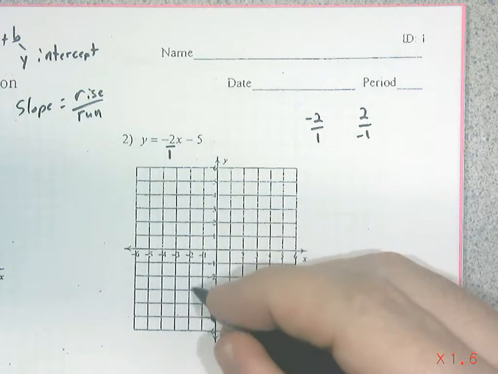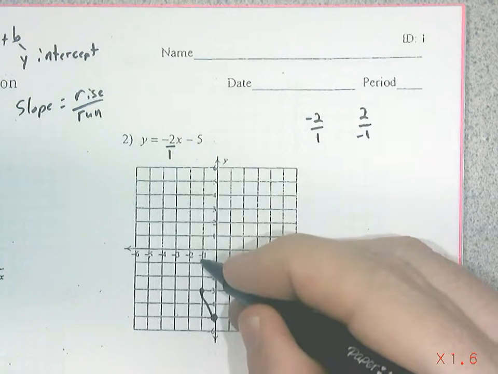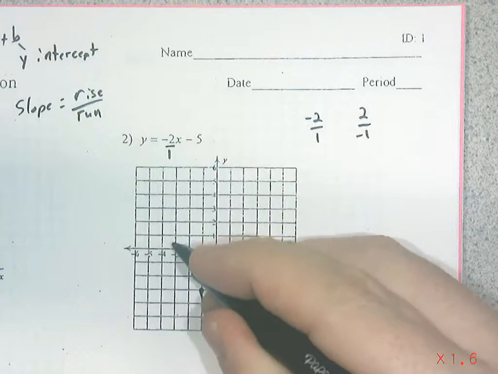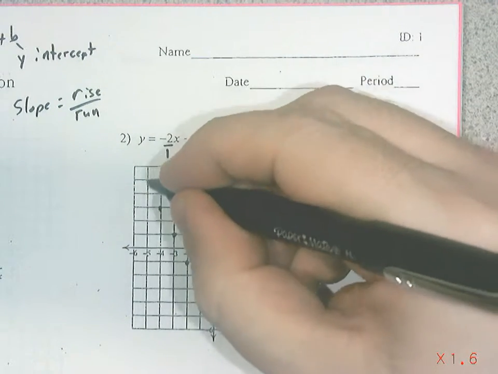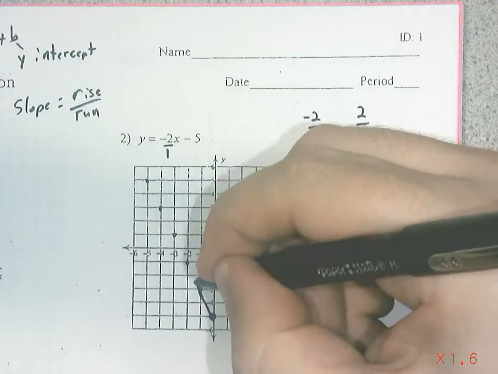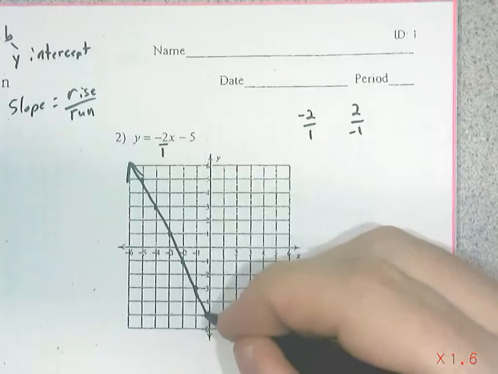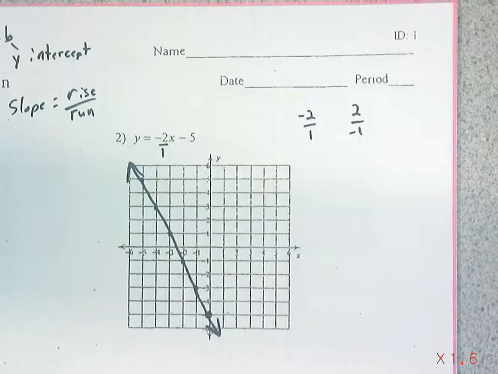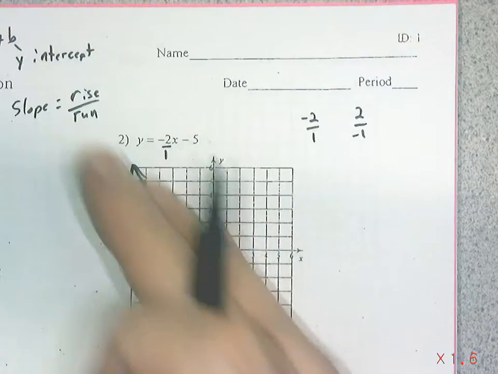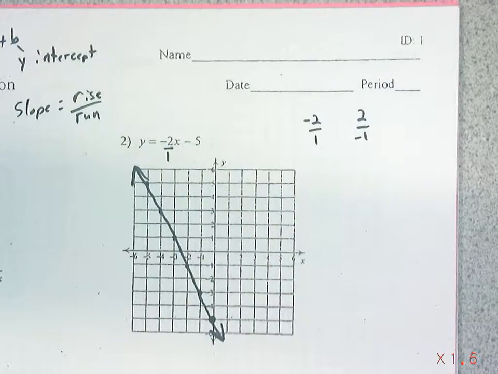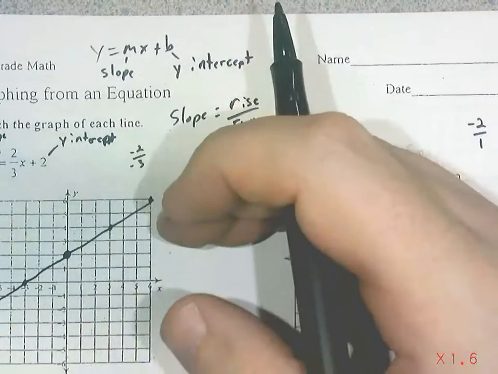Hey, look, that is going down from left to right, so that works. That is a negative slope. Up 2, left 1, up 2, left 1, up 2, left 1, up 2, left 1. And there is my line, all graphed. Okay? And again, make sure if it is a negative slope, it should be going down from left to right. Negatives go down, positives go up.